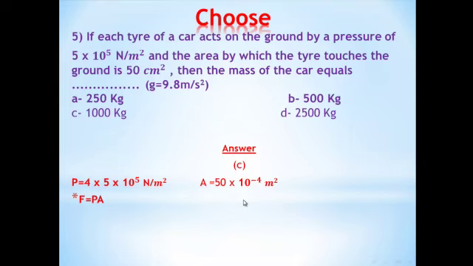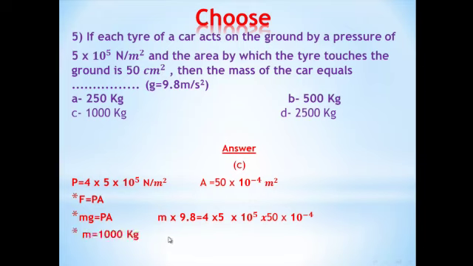So I can calculate F, and F here is from the weight of the car. So mg equals PA, and I know g is 9.8, and P I calculated as the total for 4 tires, and A. So m will be approximately equal to 1000 kilogram.